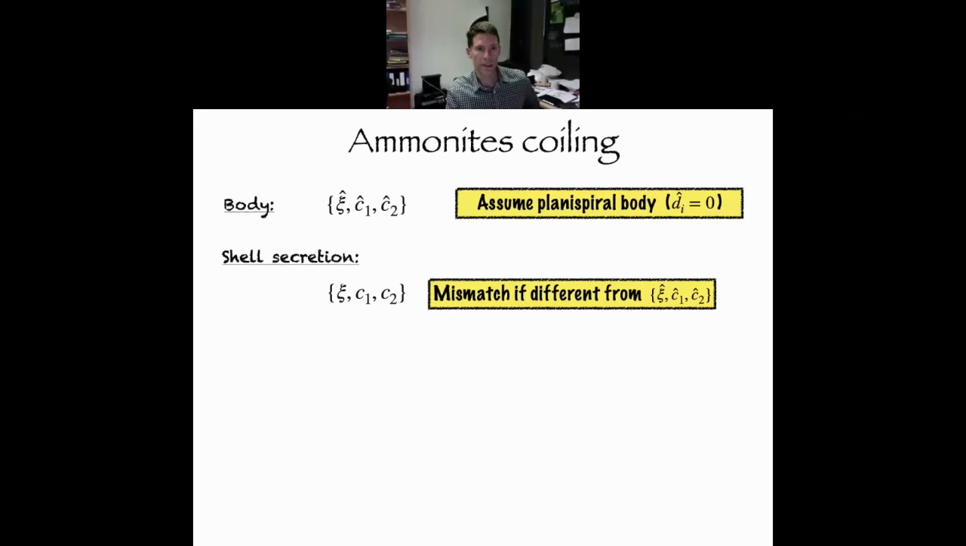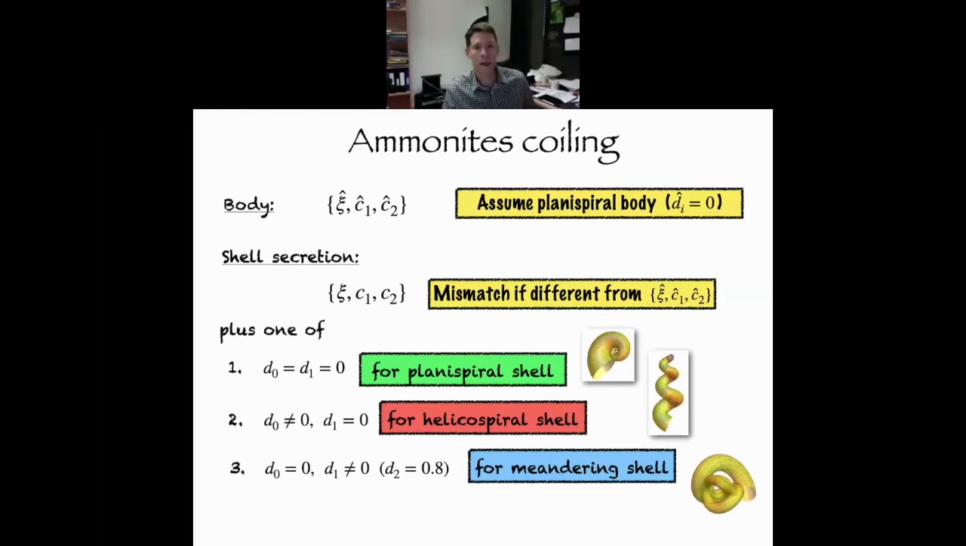And then we have 3 parameters that describe the secretion. And we're thinking of each of these as being fixed, either determined genetically or however. But I'm imagining that these parameters are fixed. And I have a mismatch if the 3 parameters for the secretion are different from the 3 parameters for the body. And then I'm going to say, on top of that, there's some possibility of twisting. Either those D parameters are 0, and that's a planar shell. The D0 is non-zero, and I get a helicospiral shell. Or the D1 is non-zero, and D2 is non-zero, and I get this sort of meandering shell.